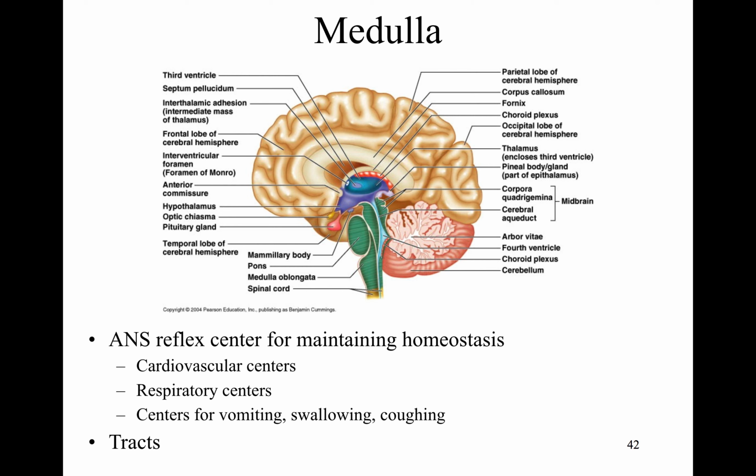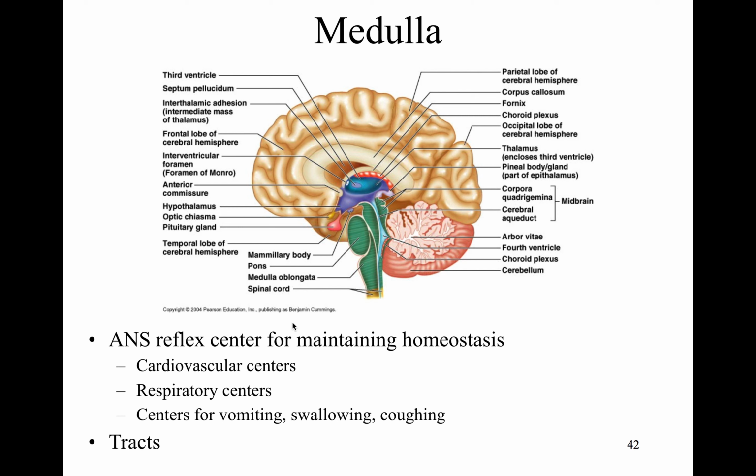The last part of the brainstem is the medulla oblongata. The medulla oblongata is going to contain neurons, or nuclei, that function as our autonomic nervous system reflex center for maintaining homeostasis. So the medulla oblongata contains the nuclei that function as the autonomic nervous system reflex center for maintaining homeostasis.